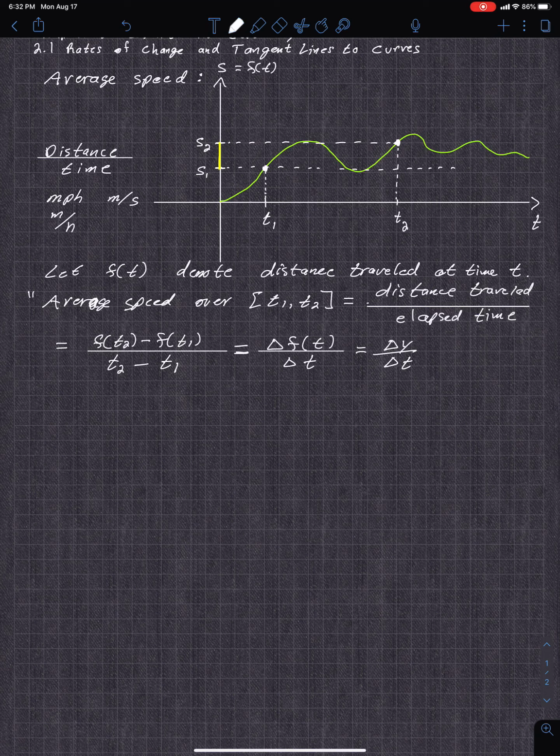And just to be clear, this is one statement. It's average speed over the interval is equal to that. It's not like the interval equals that. It's the average speed over that interval.